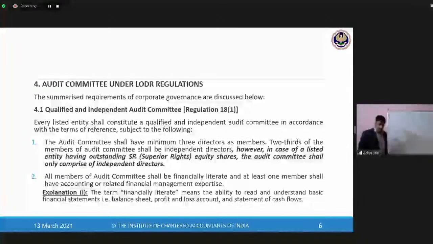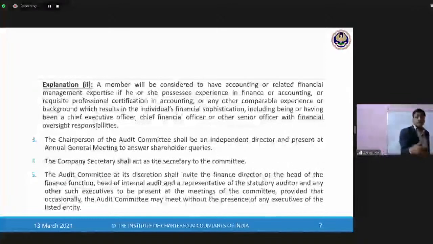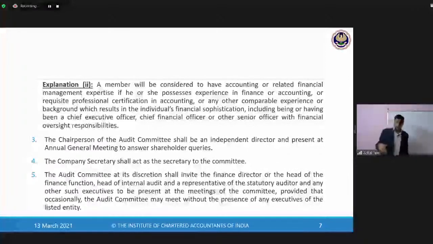Financially literate means they have the ability to read and understand the basic financial statements, because that is again a very important role and responsibility of the audit committee. But out of all of them, all are not required to be experts in this area. At least one should be an expert in this area, because only then will such an audit committee be able to ensure that the financial reporting process is in line with the processes which they would have established.